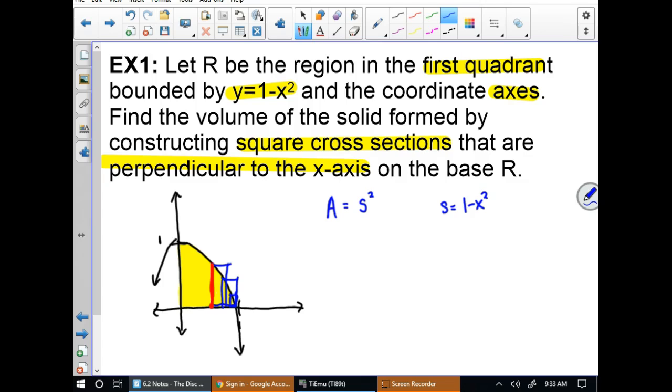So what we're going to do is we're going to integrate. We will integrate from 0 to 1. We're using the limits from our x-axis here. And then our area formula is side squared. So our side is 1 minus x squared, dx.